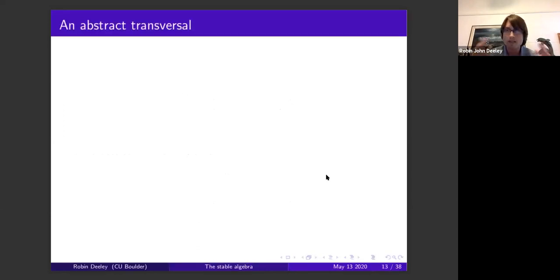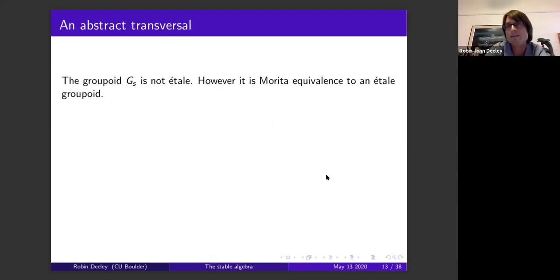So I have been slightly lying to you the whole time, unfortunately. What actually happens is that the stable groupoid, the way we define it, is not étale. And this is something that we're not too happy with. So what we're going to do is a classic trick in foliation theory. We're going to restrict to a transversal, and then we will get an étale groupoid that's Morita equivalent to the one we started with. So we're really interested in this étale groupoid. So here we go. How are we going to do that? What's our transversal going to be?